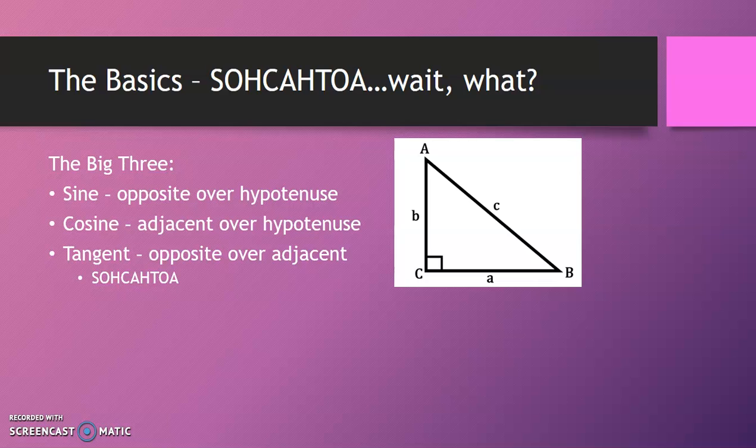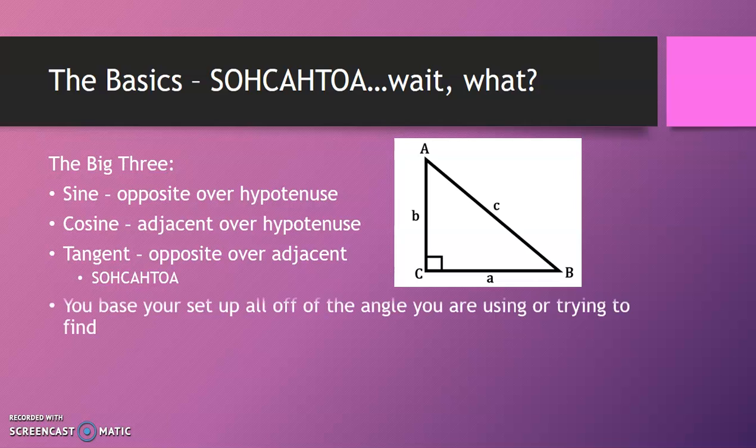So how do we use these three, and how do you know which one to use? You base all of your setup that you're trying to do for your problem based off of an angle. And you're either using that angle to help you find a missing side, or you're trying to use one of these trig functions to solve for a missing angle.